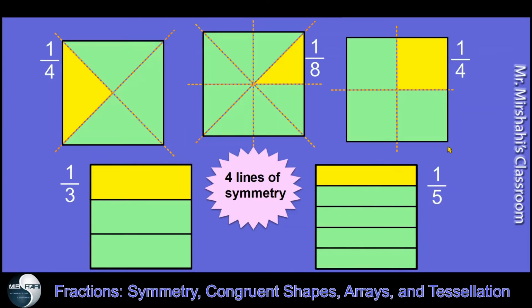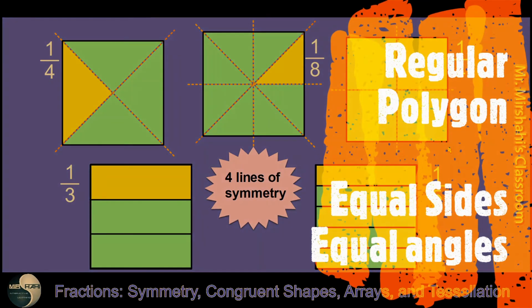And let's look at a square. A square is a regular polygon, just like an equilateral triangle. That means all sides are equal. All angles are the same, equal as well.